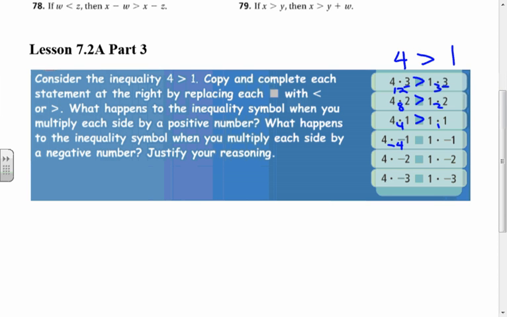4 times negative 1 is negative 4, 1 times negative 1 is negative 1. Negative 4 is actually less than negative 1. Notice how the sign switched when we multiplied by a negative. And that continues to be the same. 4 times negative 2 is negative 8, 1 times negative 2 is negative 2. Negative 8 is less than negative 2, and negative 12 is less than negative 3. So the story here is that if you multiply both sides by a negative, you need to reverse the sign. That's also true if you divide both sides by a negative. If you multiply or divide both sides by a positive, you don't have to switch the sign.